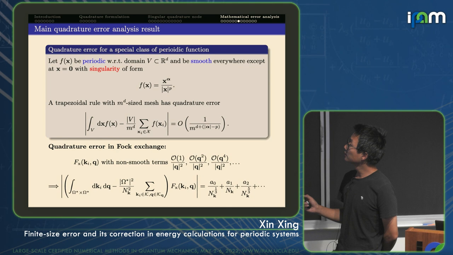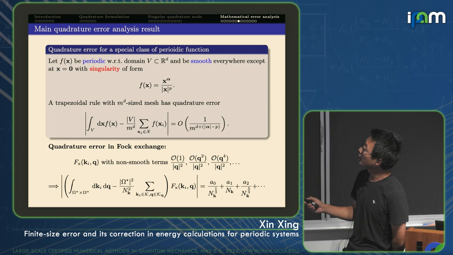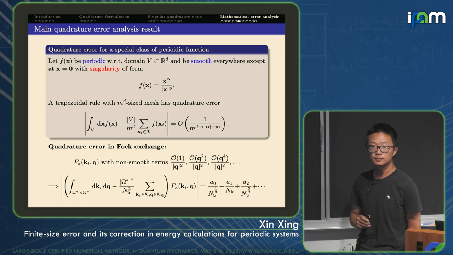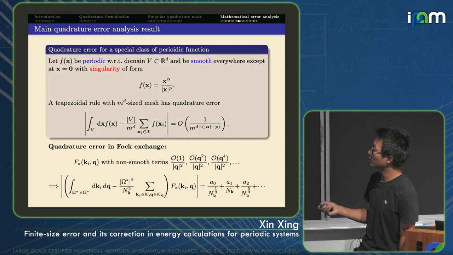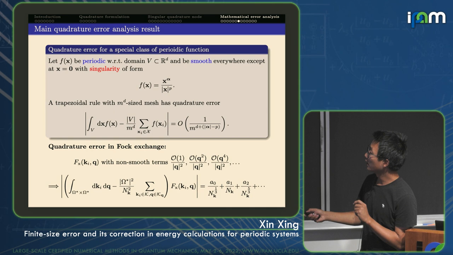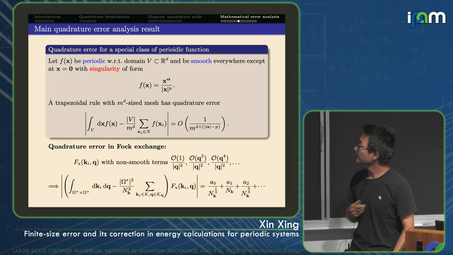It says that for a generic function f, this is a simplified version, and Lin showed a more complicated one this morning. For an integrand function f, if it is periodic and smooth everywhere except at x equals zero, where it has a singularity of the fractional form x to the alpha divided by x to the p's power, then the quadrature error of a trapezoidal rule for such a function is of scale 1 over m to the d plus alpha minus p. Here m is the number of grid points along each dimension, and d is the integration domain dimension. So m to the d's power is exactly the number of grid points you use. Yeah, questions? Okay. And alpha minus p here basically denotes the overall degree of this fractional term.